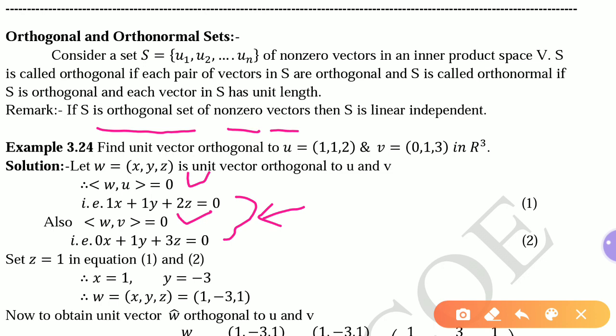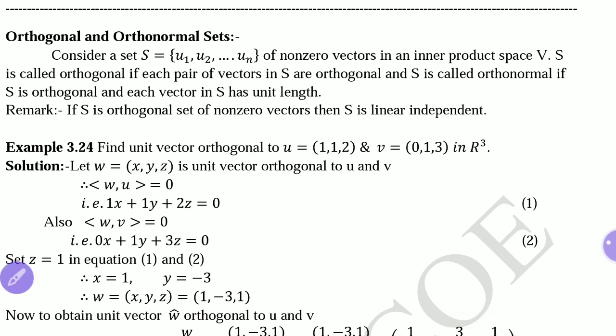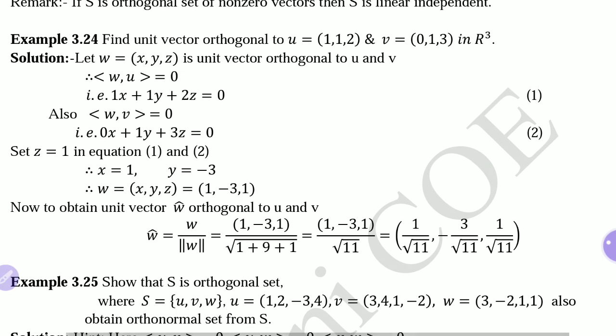We have two equations and three unknowns, so there are infinitely many solutions, but we calculate the vector for z equal to 1. If you set z equal to 1, we get x equal to 1 and y equal to minus 3. Now we have obtained the vector w, that is (x, y, z), which is orthogonal to these two. If you take the inner product of this w with u and v, you will find that it is equal to 0.